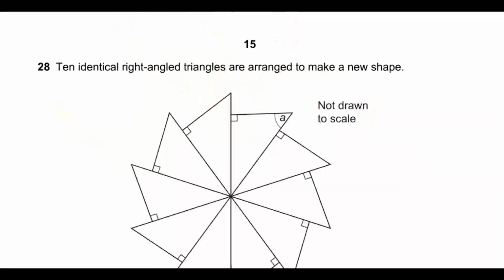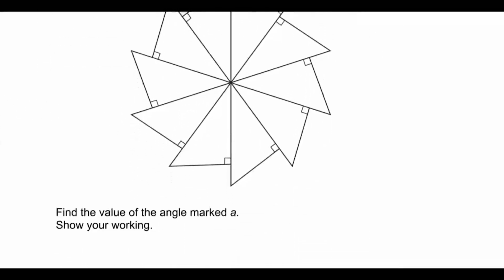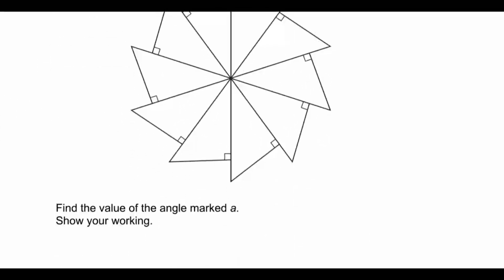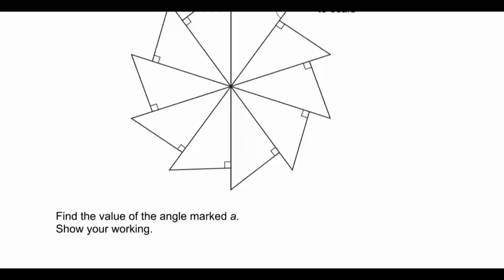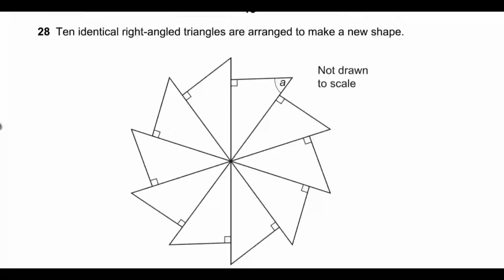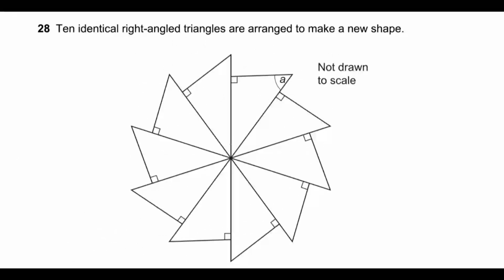That will be question 28. 10 identical right-angled triangles are arranged to make a new shape. Find the value of the angle marked A. Show your working. So we want to find the value of the angle marked A, which is the angle here. You need to know this angle already. This is 90 degrees, it is a right angle, and these are complementary angles.